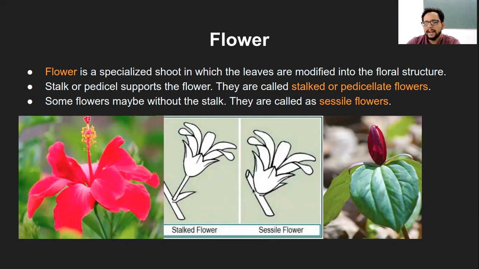And in this other case, what you have is no stalk. The flower is directly attached to the branch, and these types of flowers are called sessile flowers. That is, they don't have any stalk or pedicel. So there are two types of flower based on the presence or absence of the stalk: pedicellate or stalked flowers, and the second type is sessile flowers. And again, the example of a sessile flower is shown here. I forgot the name of this plant, but I will let you know otherwise. But this is how the sessile flower looks in reality, and this is the representation at the center.